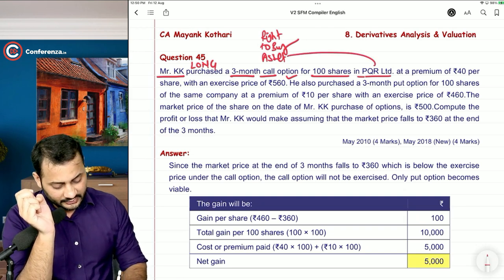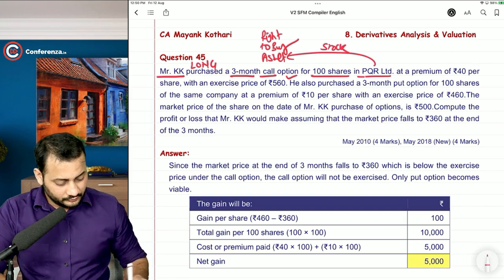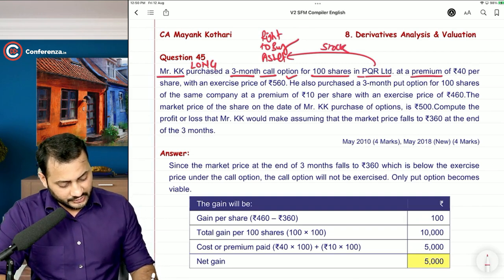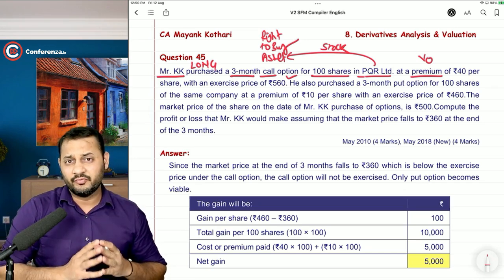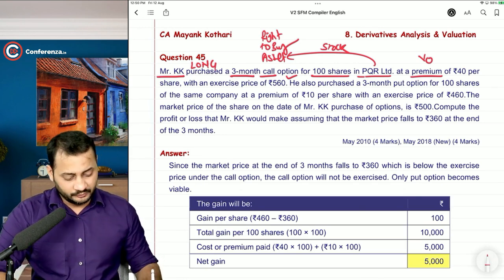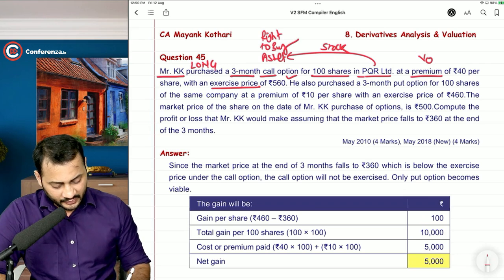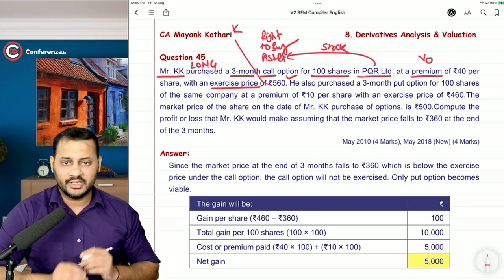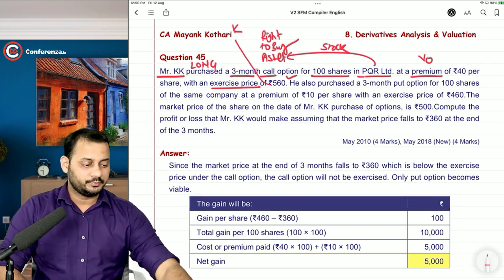PQR Limited is the asset, the stock of PQR Limited, at a premium. This is the premium, called V0. What is the meaning of V? V is the value of the option. That's the premium of 40 per share with an exercise price of 560. 560 is nothing but K, the exercise price of 560. Now let's understand the meaning of it.